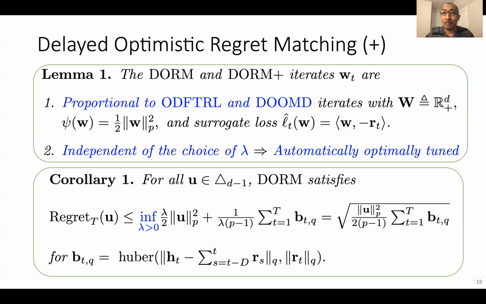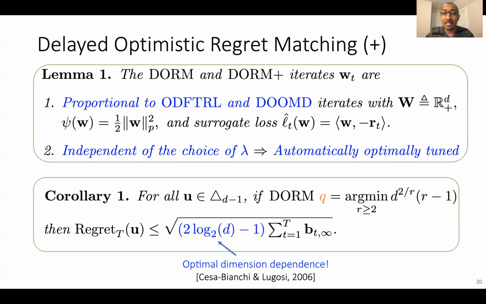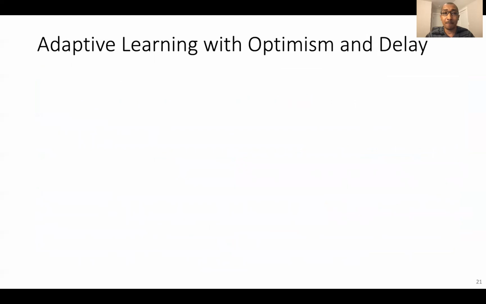Finally, I mentioned that we have this q parameter for a good reason. And this last version of our corollary says that if you pick q in a certain way, there's a very simple setting of q based on your dimension, you'll get back the optimal dimension dependence, that is, a square root log D dependence on dimension for our algorithms. Great. So that's DORM and DORM plus.